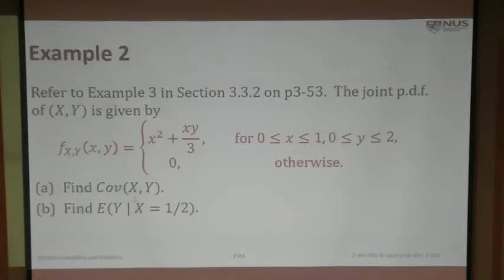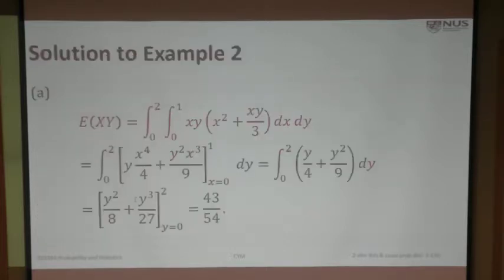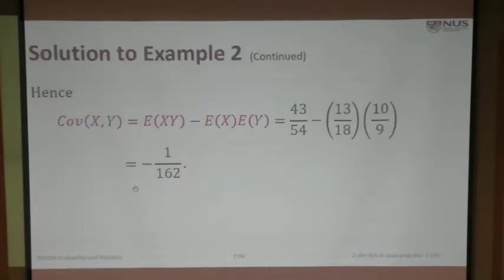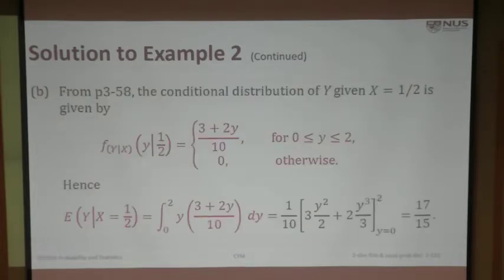Part B is asking us to find the expectation of y given x is equal to a half. So this is a conditional distribution. It's a conditional density of y given x, and this was something we derived on chapter 3, page 58.